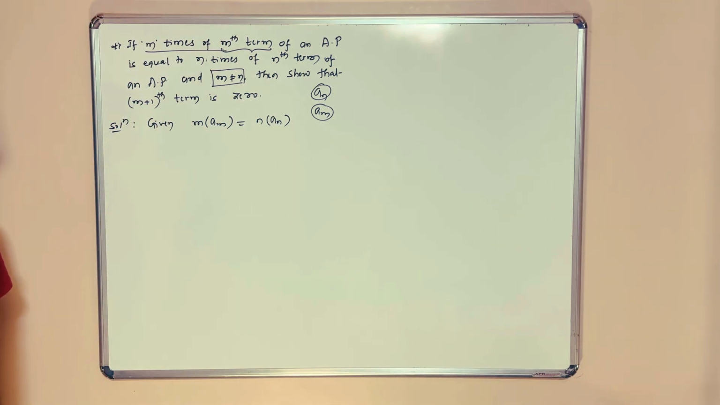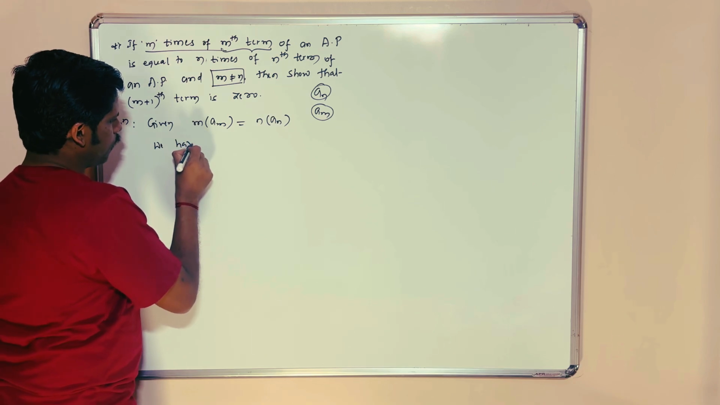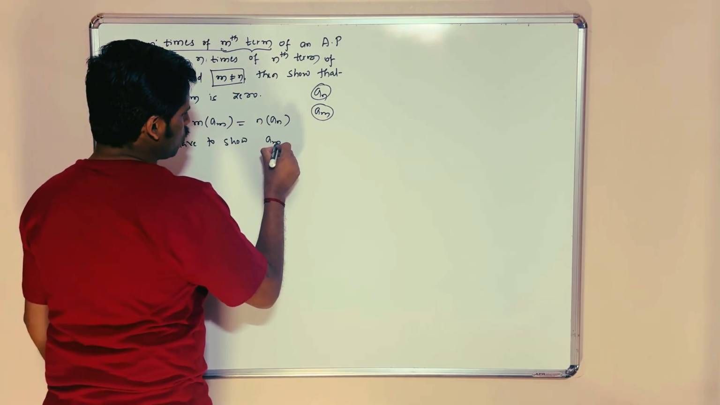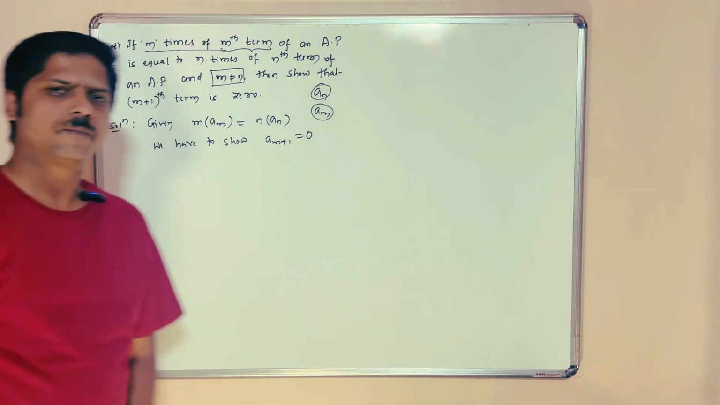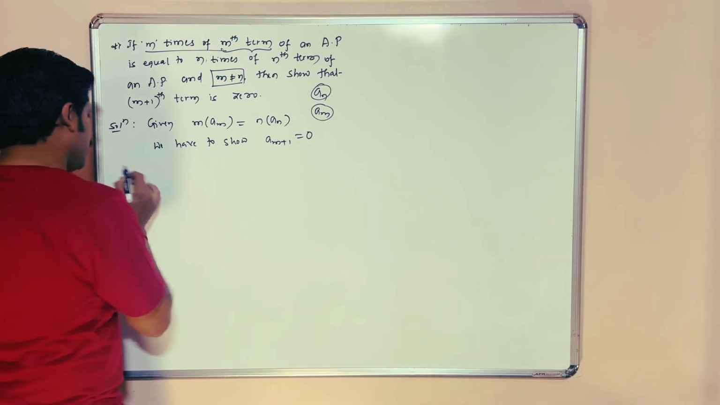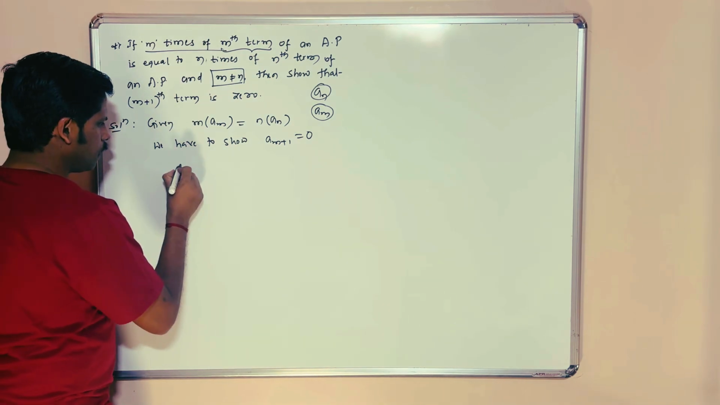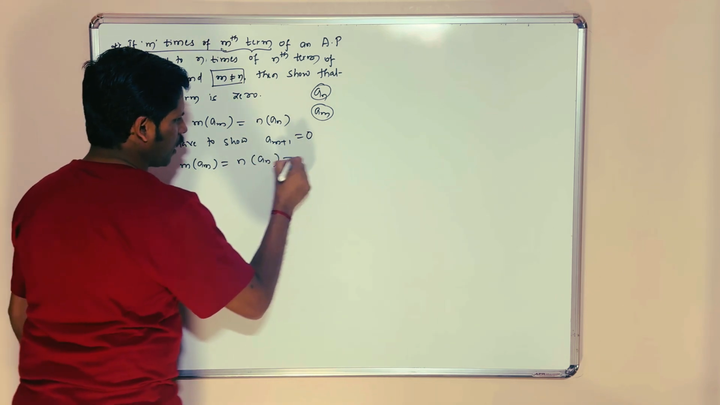What do we have to show? We have to show that the m plus 1th term is equal to 0. So here consider m into am is equal to n into an. It is given, right?